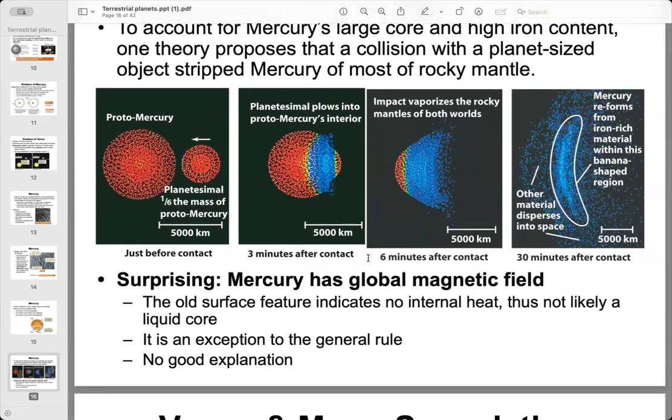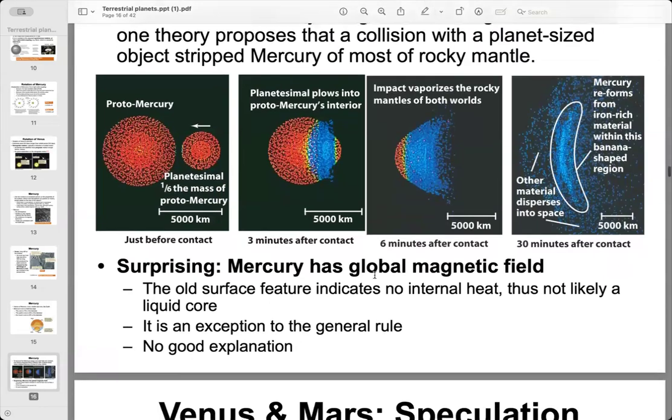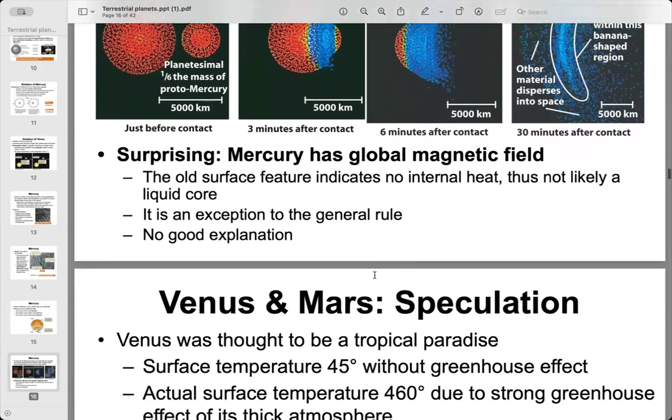However, there's a surprising thing. From what understanding we have about the internal structure of Mercury, we think that it should not have a liquid core, which is required for a global magnetic field. However, it has been found that there is a small amount of magnetic field in Mercury, and it is not clearly understood why that is.